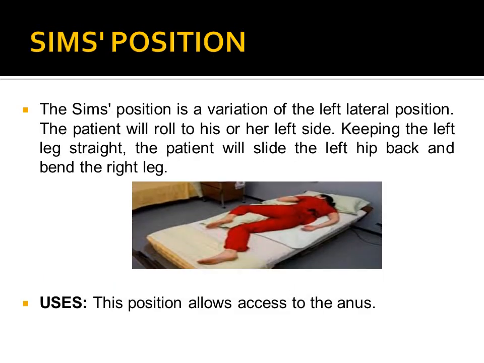Now, Sims position. The Sims position is a variation of the left lateral position. The patient will roll to his or her left side, keeping the left leg straight. The patient will slide the left hip back and bend the right leg. Uses of Sims position: this position allows access to the anus.